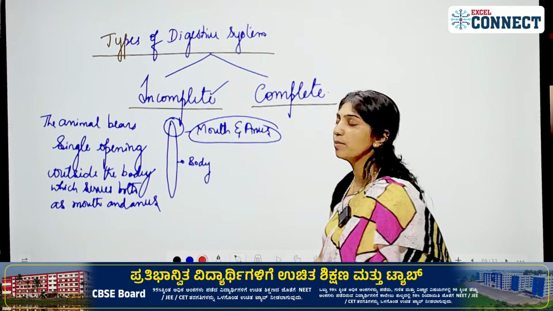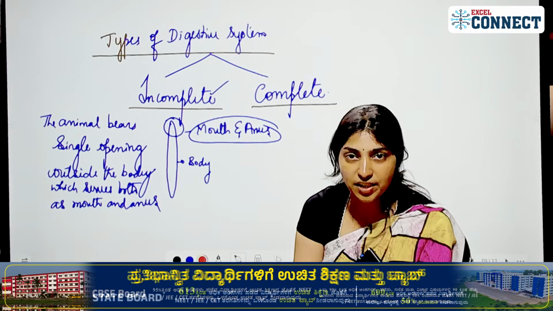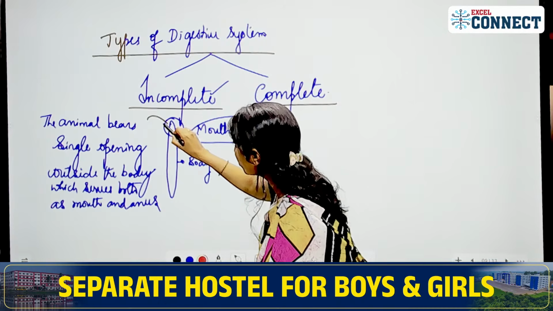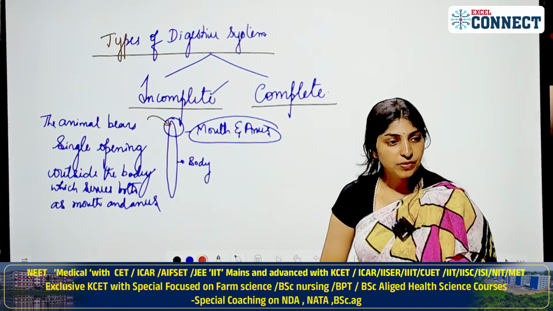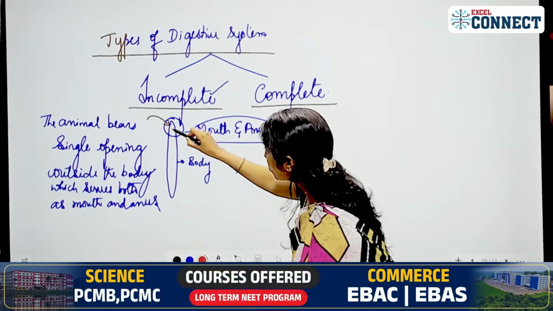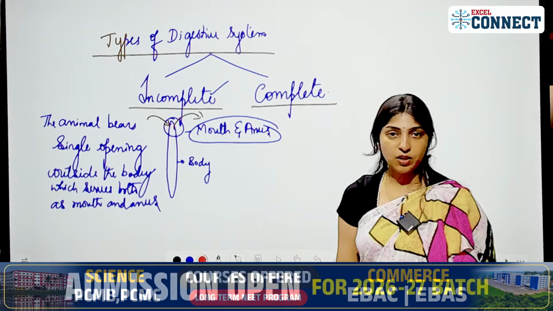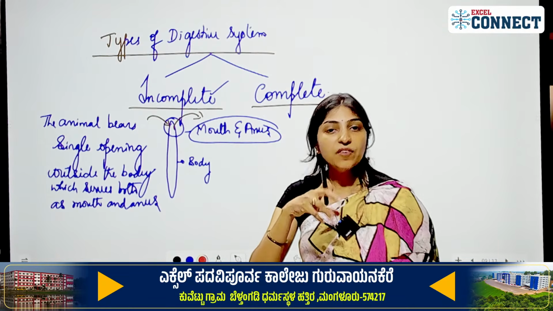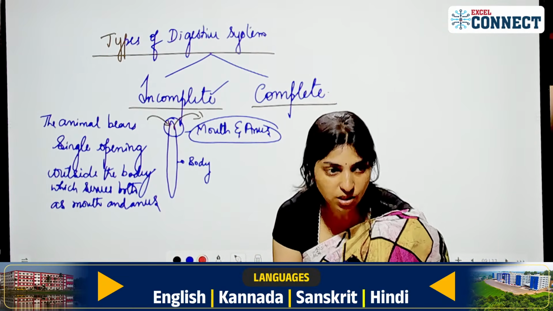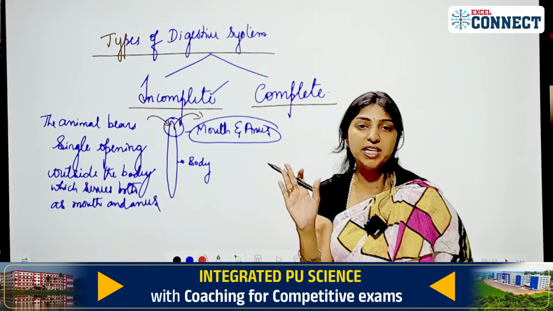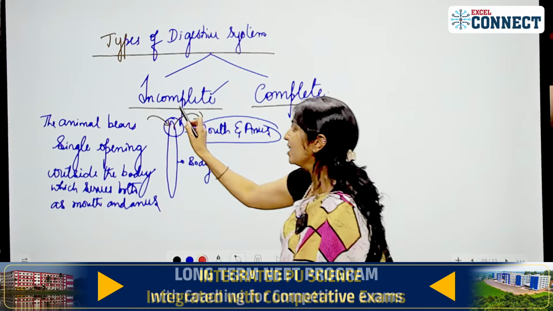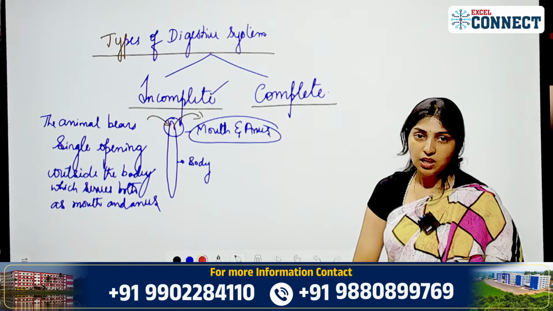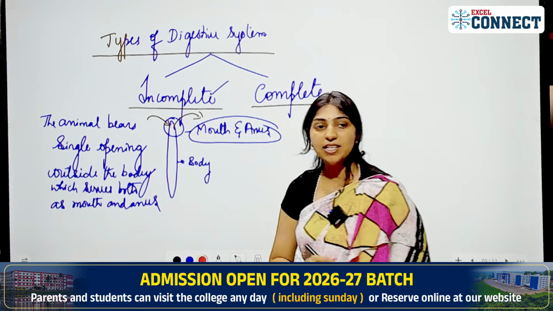Tell me, what is incomplete digestive system? The body of an animal has one opening, and the intake of food also takes place through the same opening. The removal of waste also takes place through the same opening. The waste also comes out from the same region. So, the digestive system is not complete, and you call it incomplete digestive system. I hope it is clear.